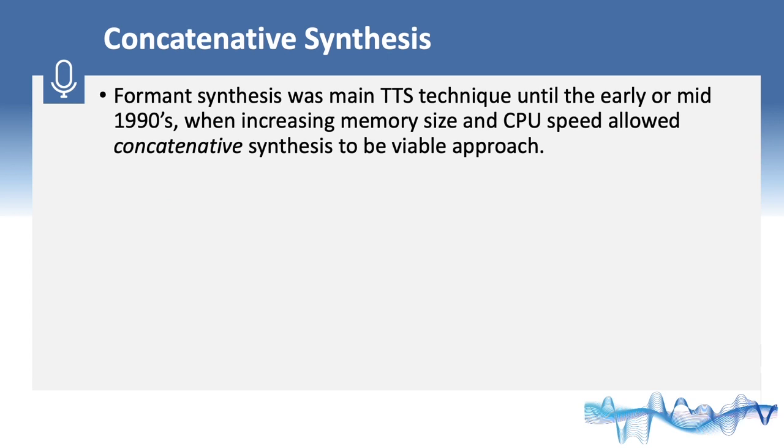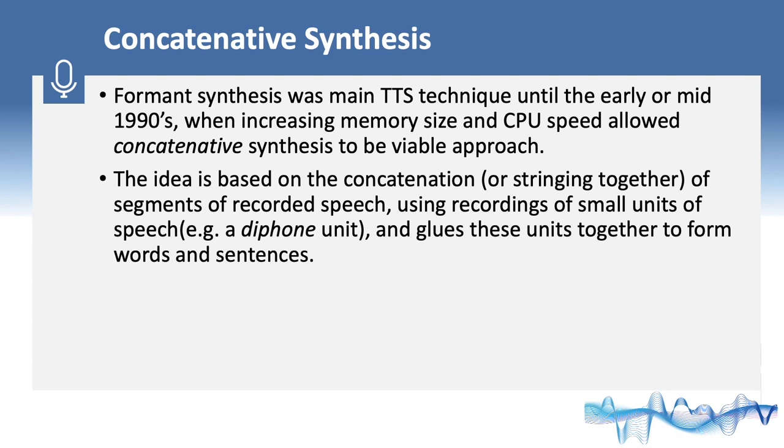Formant synthesis was a main TTS technique until the early or mid-1990s, when increasing memory size and CPU speed allowed concatenative synthesis to be a reliable approach. The idea of concatenative synthesis is based on the concatenation, or stringing together, of segments of recorded speech, recording the small units of speech, for example, a diphone unit, and gluing these units together to form words and sentences.